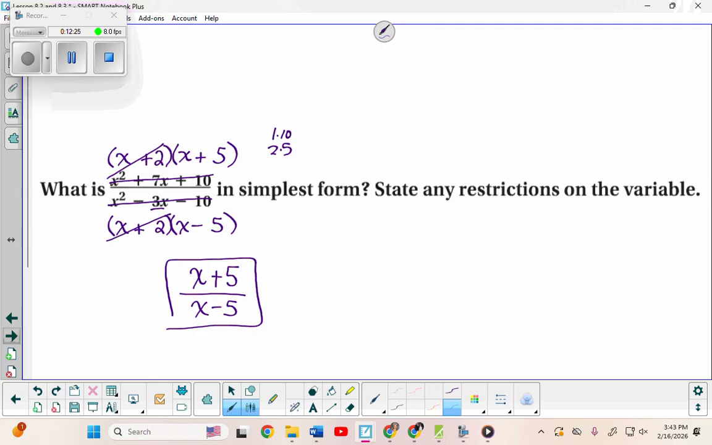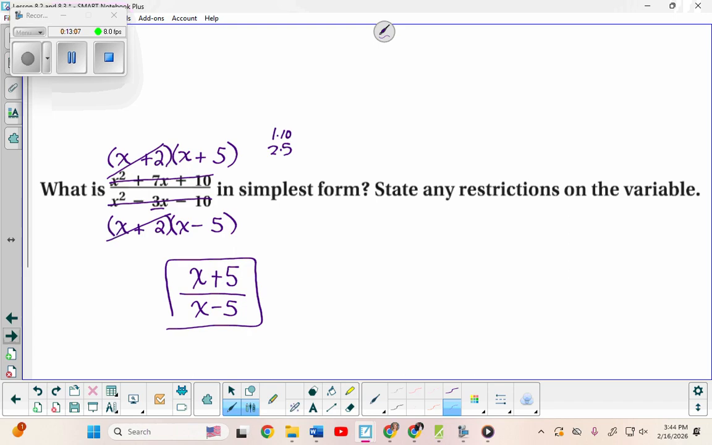Now, at the end it says state any restrictions on the variable. So whenever you see something like that, or if you see a question that talks about the domain, remember domain is another name for the x's, what the x's can be. So we have to think about what number can you never have in the denominator of a fraction. And that's 0, because that would be dividing by 0, and you can never have a 0 in the denominator. Okay, we can't do that. That would be like if I asked you guys to stand up right now and get into groups of 0. It's not possible. You can't divide by 0.